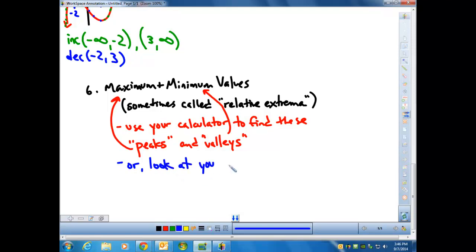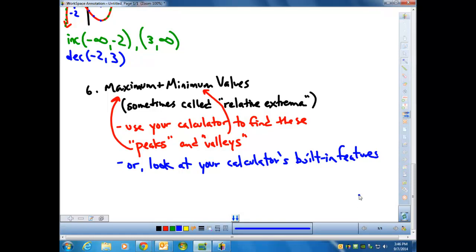And so if we go back and look at that example that we just did with the increasing and decreasing values, we should be able to identify a maximum and a minimum there. Now when you do maximum and minimum values, you're going to write those as coordinates. So we'll write them as xy coordinates.